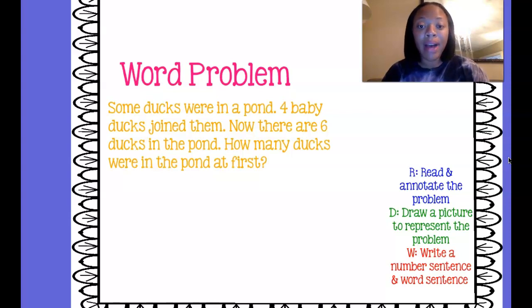Some ducks were in a pond. 4 baby ducks joined them. Now there are 6 ducks in the pond. How many ducks were in the pond at first?